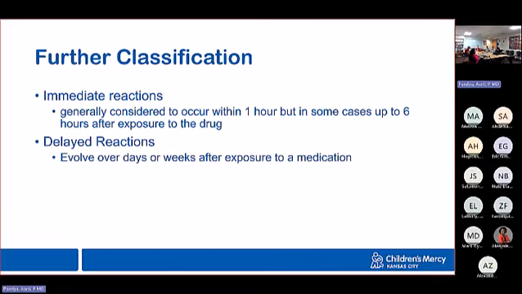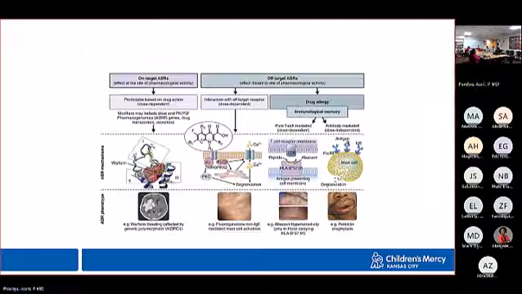Further classification can be delineated into immediate reactions. So this is generally considered to occur within 1 hour of a medication, assuming that the medication is administered by the oral route. With parenteral administration, the reaction can potentially happen sooner. In some cases, with oral administration of medications, it can be up to 6 hours after the drug was given. And then delayed reactions evolve over days to a week after exposure to the medication. So you can also say that this was an immediate reaction or a delayed reaction.